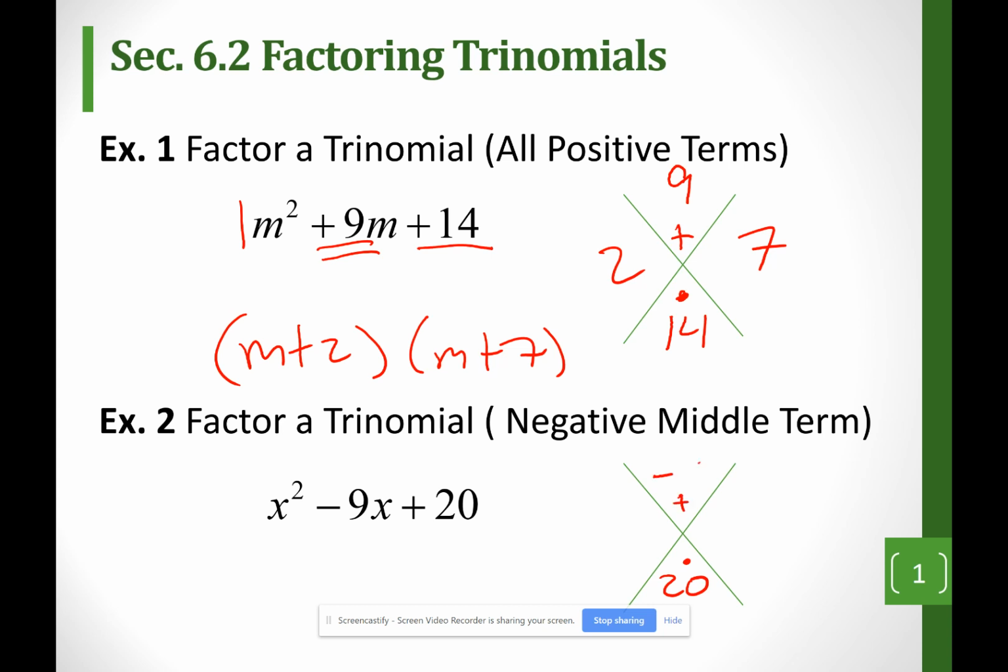Looking at my example 2, I'm looking for two numbers that multiplied equals 20, but when I add them, it's equal to negative 9. Seems like I'm dealing with some negatives because I have to add to negative, but when I multiply them, it's equal to positive. That means the signs are the same. I'm dealing with two negatives. I'm dealing with negative 4 and negative 5. So my factoring will end up being x minus 4 and x minus 5.